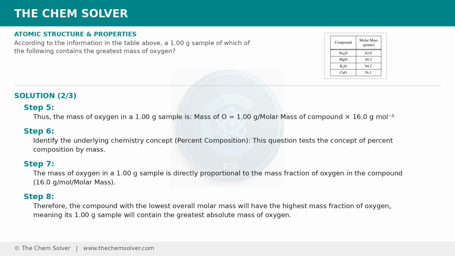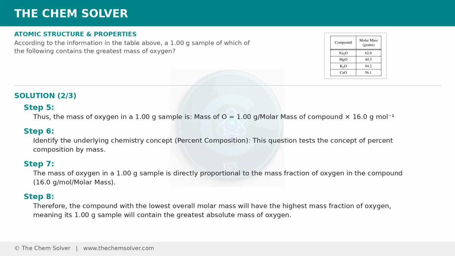Thus, the mass of oxygen in a 1.00 gram sample is mass of O equals 1.00 grams over molar mass of compound times 16.0 grams mole to the power minus 1. Identify the underlying chemistry concept. Percent composition. This question tests the concept of percent composition by mass.